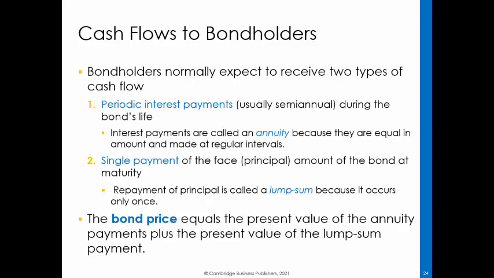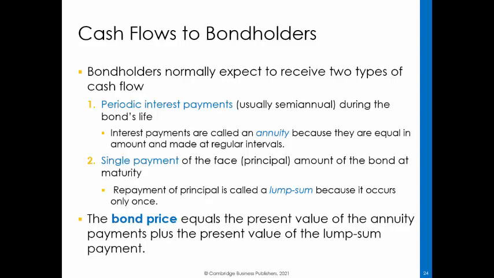First, they expect periodic interest payments, usually semi-annually during the bond's life. These payments are called an annuity because they are equal in amount and made at regular intervals. Second, the bondholders expect to receive the single payment of the face or principal amount of the bonds at maturity. The single payment is a lump sum because it only occurs once.